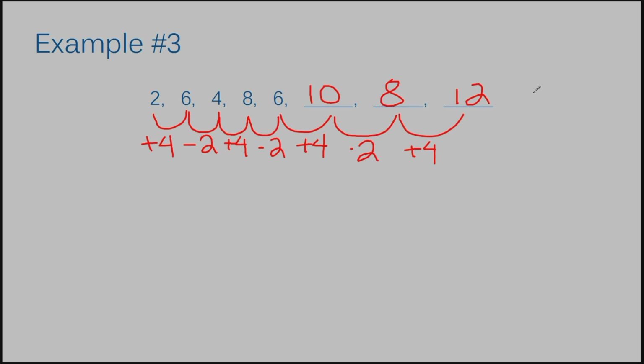Alright. So we finished our example number 3. It was a little trickier this time because our pattern alternated. It wasn't just a simple same thing every time. So our sequence that we ended up with in the last 3 spaces were 10, 8, and 12. Let's move on to example number 4.